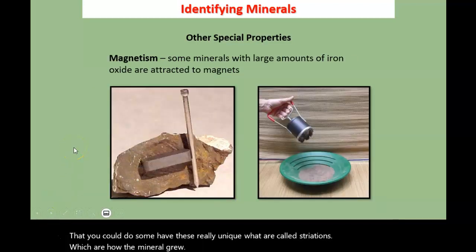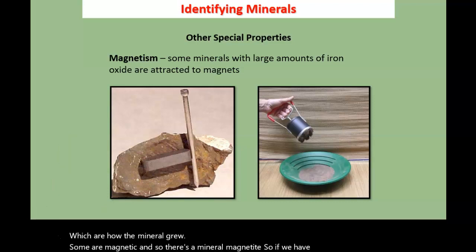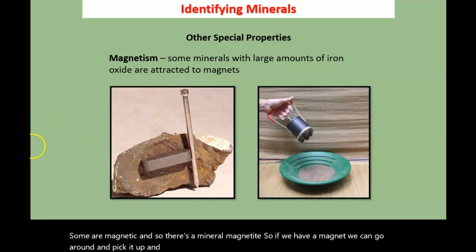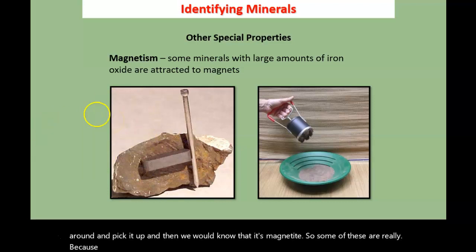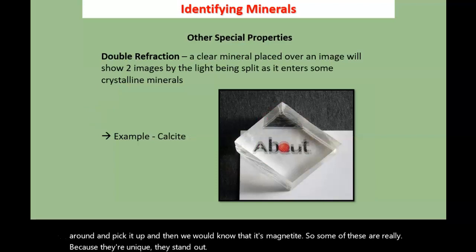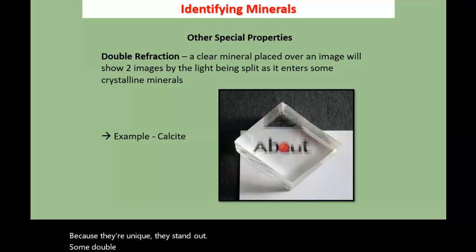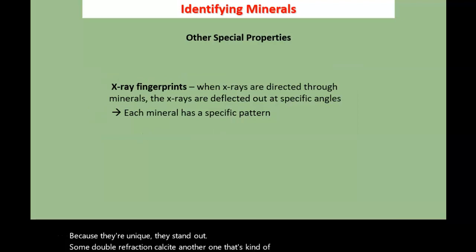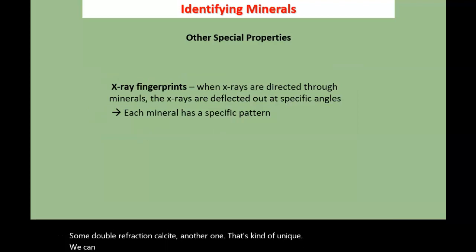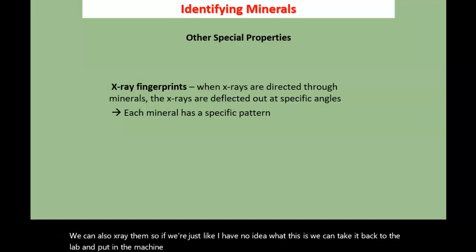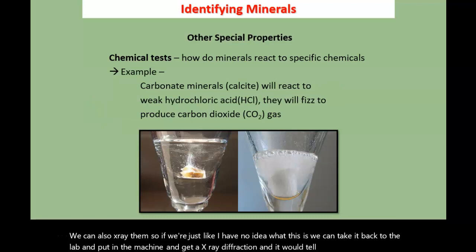Some are magnetic. There's the mineral magnetite. So if we have a magnet, we can go around and pick it up, and then we would know that it's magnetite. Because they're unique, they stand out. Some have double refraction, calcite, another one that's kind of unique. We can also X-ray them. If we're just like, I have no idea what this is, we can take it back to the lab and put it in a machine and get an X-ray diffraction, and it would tell us specifically what it is.